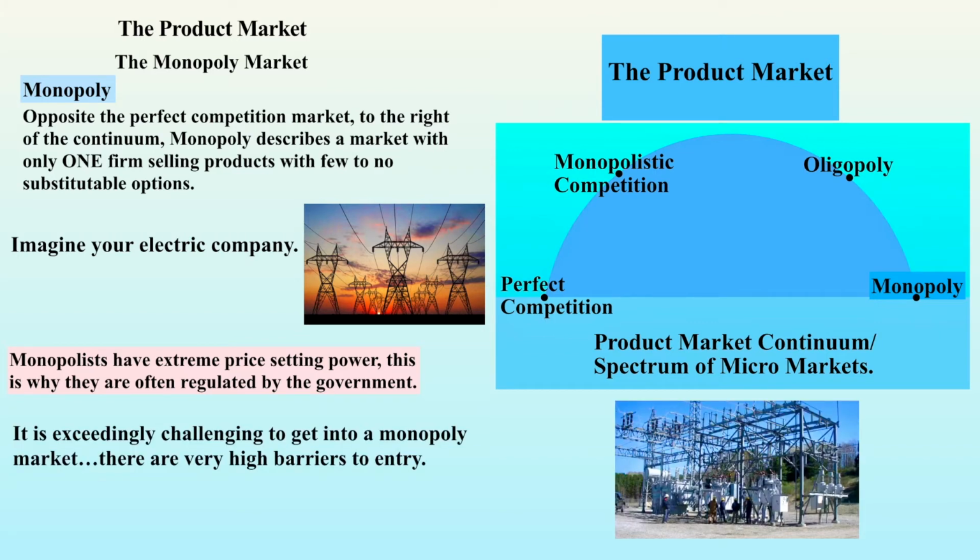It is exceedingly challenging to get into a monopoly market. There are very high barriers to entry. Imagine starting an electric company. You may require spending over $10 to $20 billion to set up power lines in, say, the northwestern area of the United States. This might be considered a rather difficult challenge. This would be a barrier to entry. And remember, in the monopoly market, there is little to no competition. By definition, one firm in a market is not considered a competitive market.